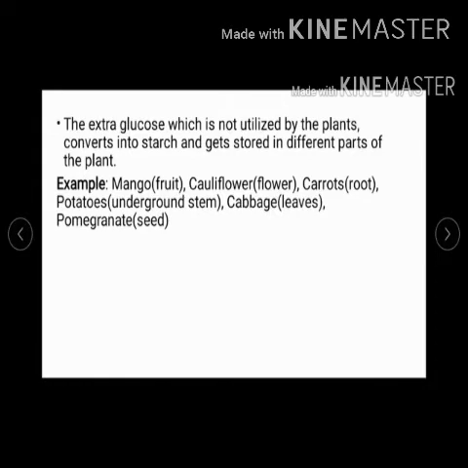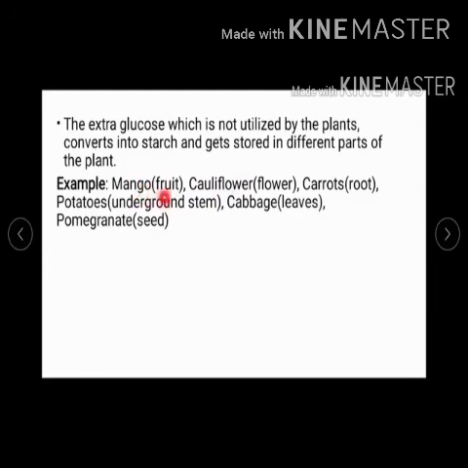What it is going to do is make extra glucose which will not be used by the plant body instantly. So it is going to store that glucose in a specific form that is known as starch. Now this starch is going to provide energy to us. How? Because this particular starch gets stored in different parts of the plant, like in the case of mango, in the case of cauliflower. Now what exactly are these things?